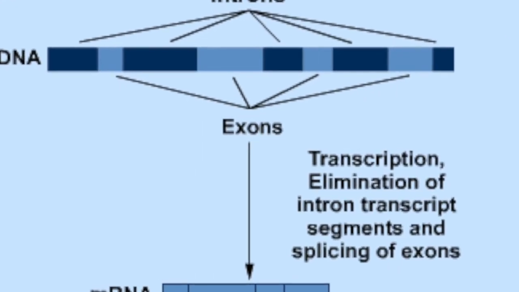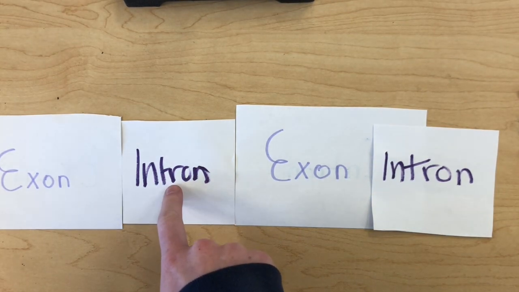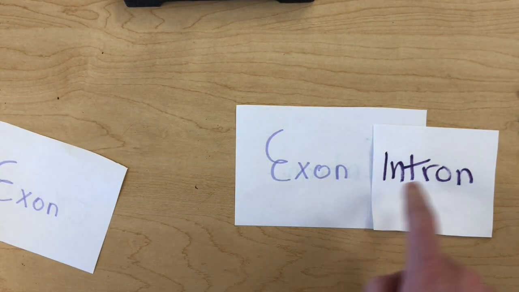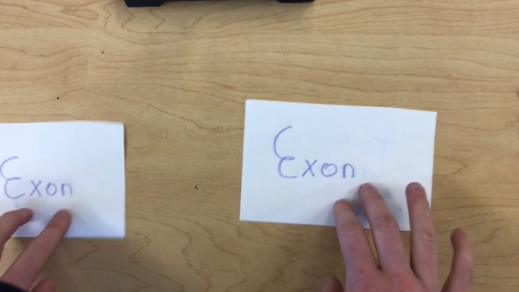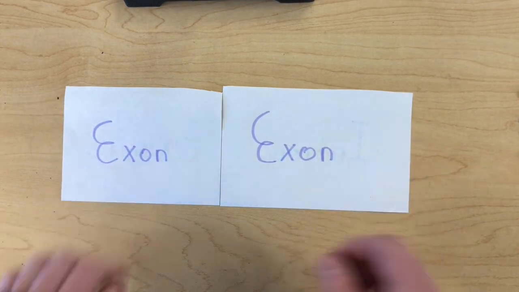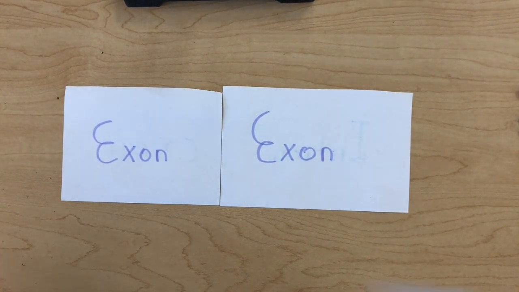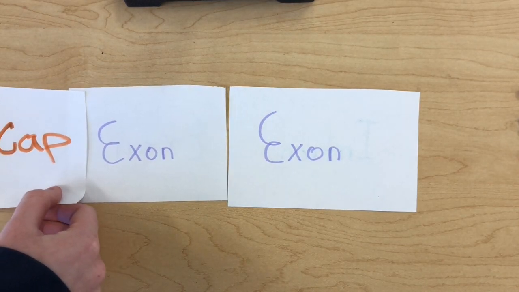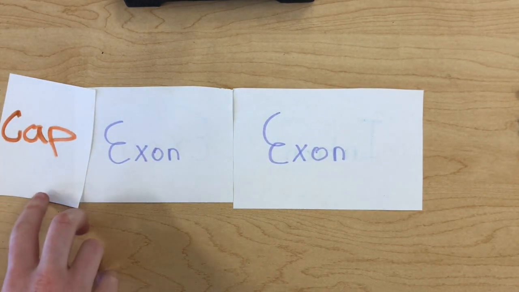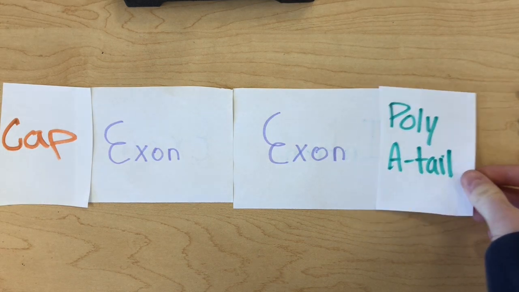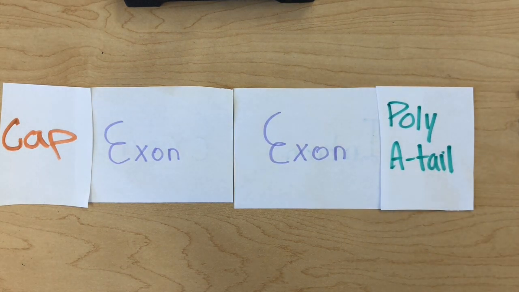RNA editing takes place after transcription. The portions of the pre-messenger RNA that are cut out and discarded are called introns, while the parts that are kept and put back together are called exons. A cap is then put on to the beginning of the RNA. Then a poly A tail is put on to the end.